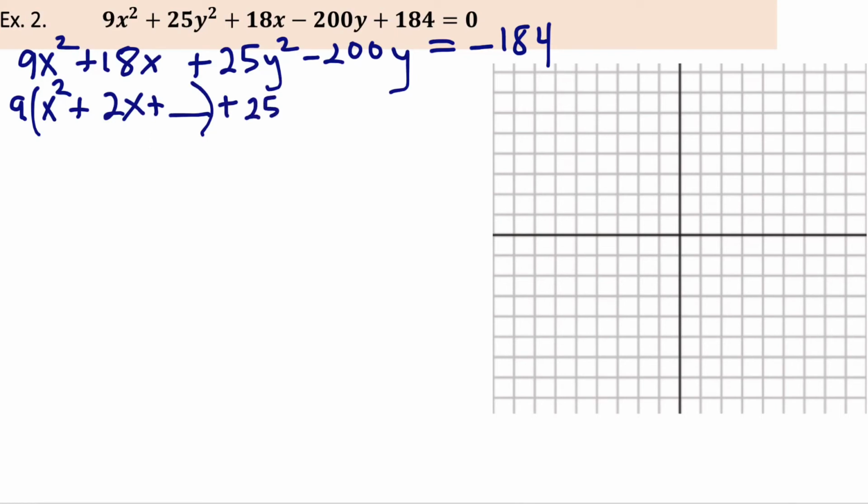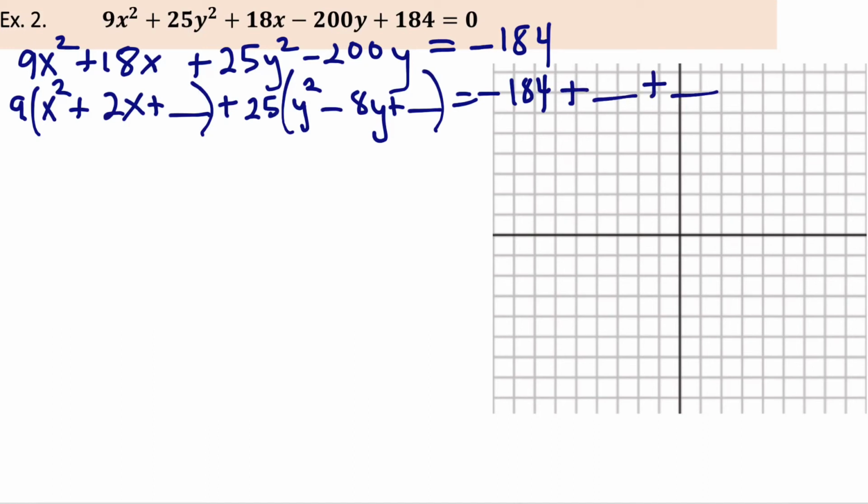Take out my coefficient. Now I see 25 goes into 200 8 times. Balancing blank, and then 2 balancing blanks over here. So now I complete the square twice. So 2 divided by 2 is 1. So square that and you get 1. 8 divided by 2 is 4. Square that and you get 16.